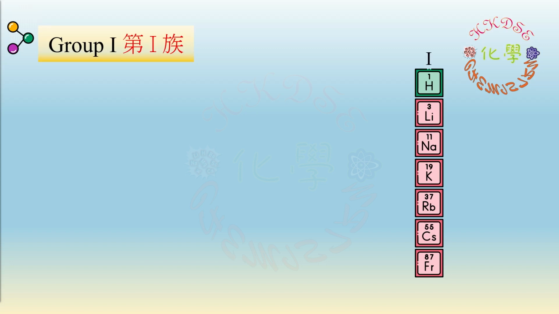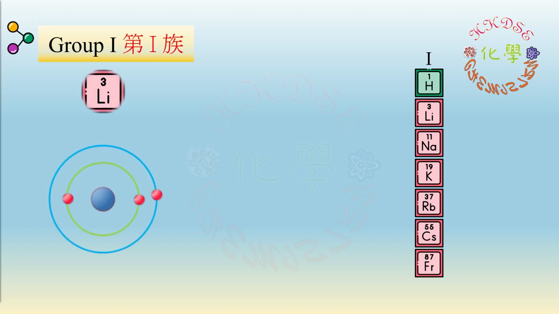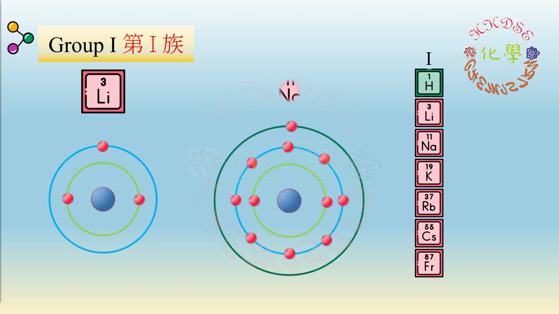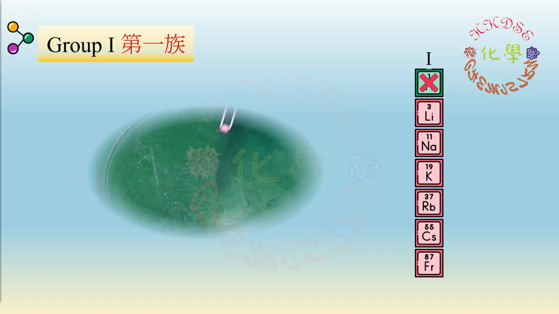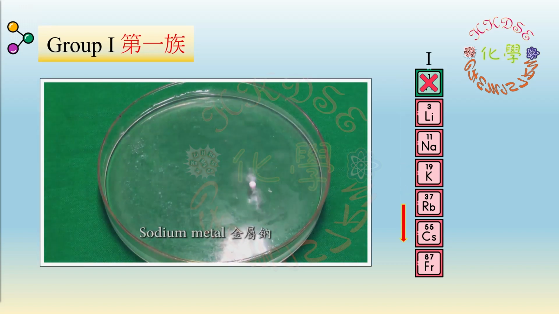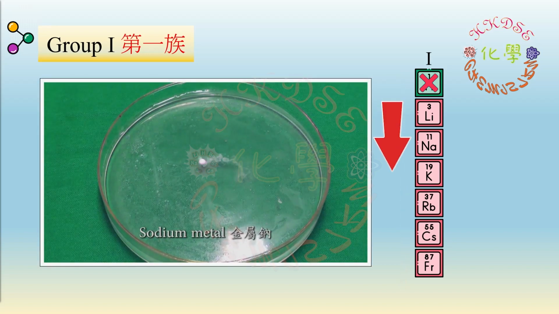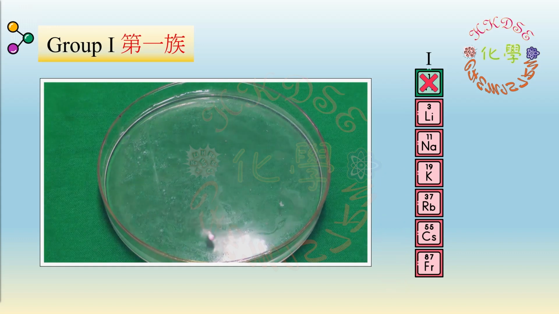For example, elements in group 1 have 1 electron in their outermost shell, whether it's lithium, which has 3 electrons overall, or sodium, which has 11 electrons overall. It is this feature that gives all group 1 elements similar properties. For example, group 1's elements have similar chemical properties. Also, they react violently with water, and become more reactive as you go down the group.